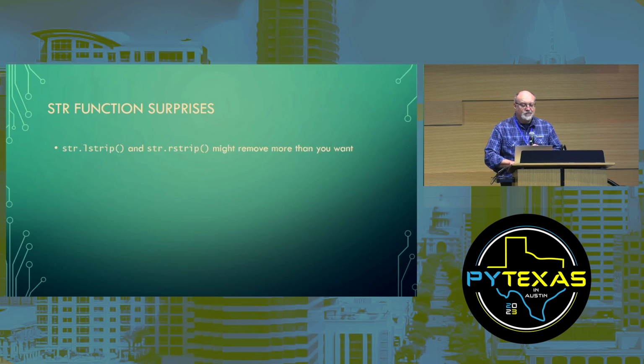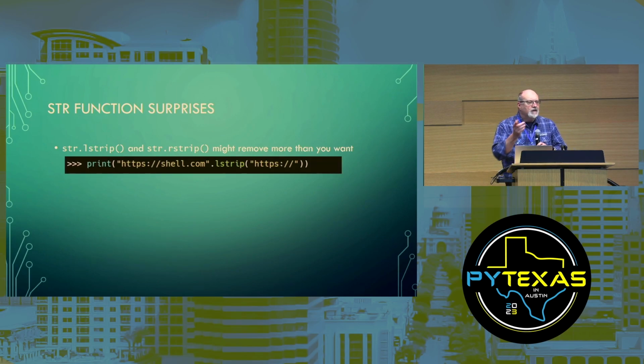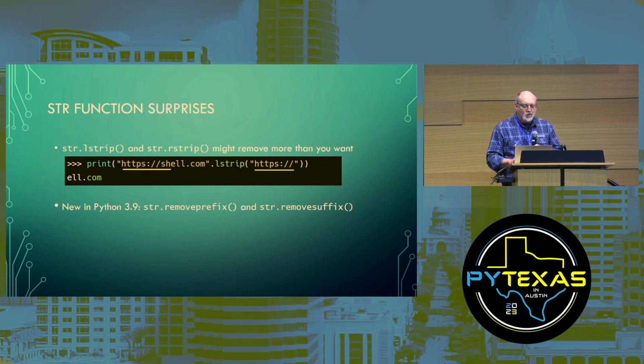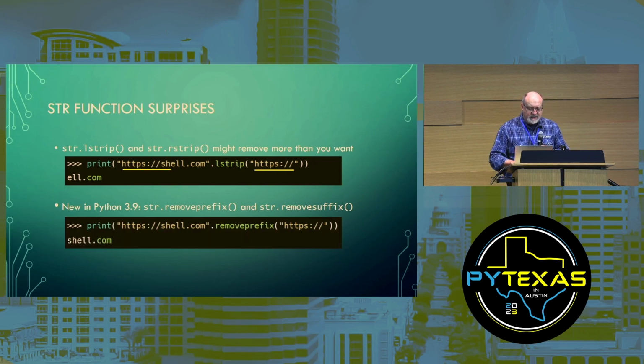I've got to hurry. So, str function surprises. This is actually not a new feature, but who can tell me what this is going to print out? L.com. I wanted to strip off https, but that is not the string to strip off. Those are the characters to strip off, and that matches all of those. In 3.9, we have removeprefix and removesuffix, and that does the intended stripping of that substring.